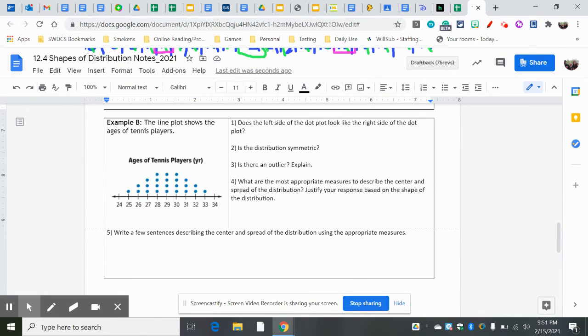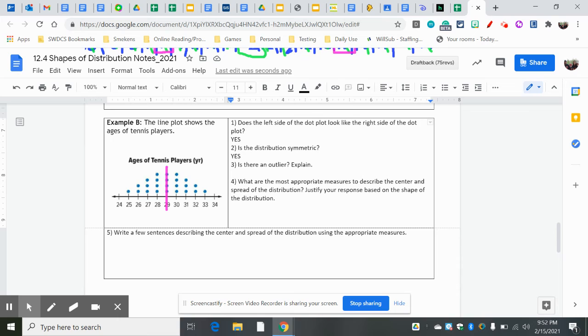One more with several kind of different parts here. Okay. I'm going to draw my line down the center of my data here. Does the left side of the data look the same as the right side of my data on this line plot, dot plot? You should have answered yes, that the data looks the same on each side. They are symmetric. So is the distribution symmetric? Yes, you should have said the distribution is symmetric again because I had the same numbers on each side.